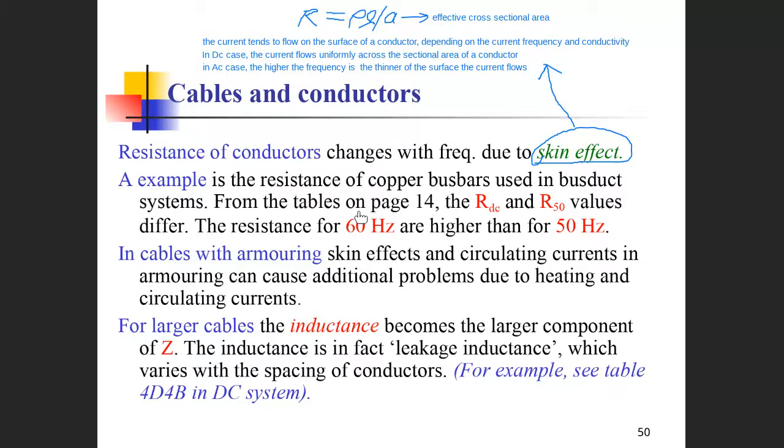For example, from the data tables that we will be showing you later on, the DC resistance and the resistance at 50 Hertz values differ. They are different. The resistance for 60 Hertz is higher than the resistance for 50 Hertz. Okay, that's the meaning we said there.